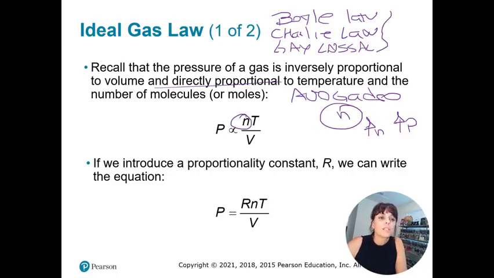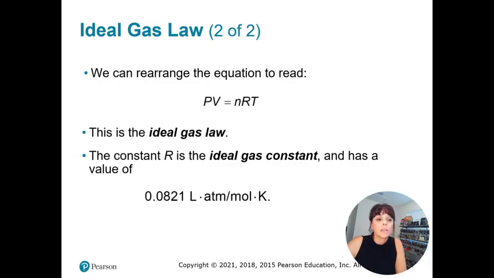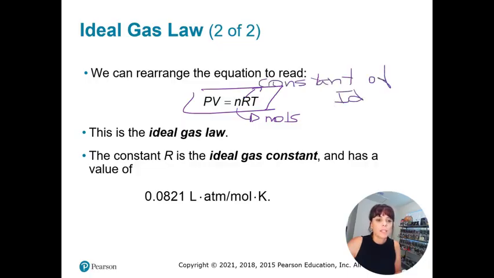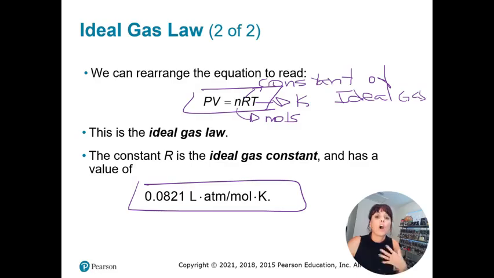In Boyle's, Charles's, and Gay-Lussac's laws, we work with pressure, volume, and temperature, right? So if you introduce a proportionality constant, which is the constant of the ideal gas, we can write P equals R T divided by V. Then we can rearrange and we have the ideal gas law: pressure times volume equals the number of moles, times the constant of the ideal gas R, times the temperature in Kelvin. And this is the value that R has.